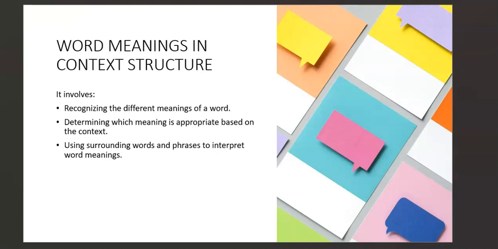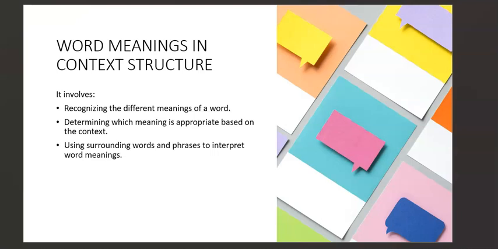So understanding word meanings and structure, what does it involve? It involves recognizing the different meanings of words, and that is what we're going to be doing today. It also involves determining which meaning is appropriate based on the context. That is also something we're going to be doing. And lastly, using surrounding words and phrases to interpret the word meaning. All these three factors are what we need when we want to understand the meaning of a word.